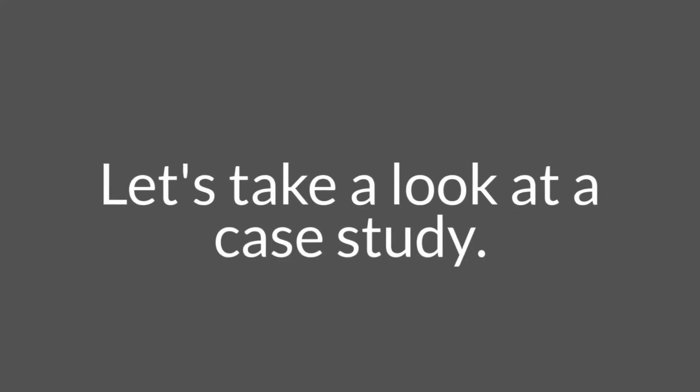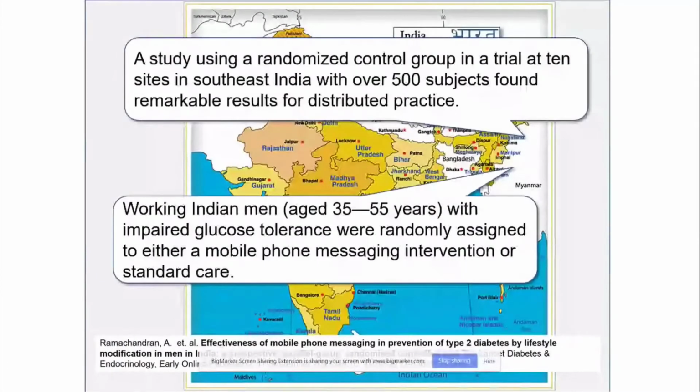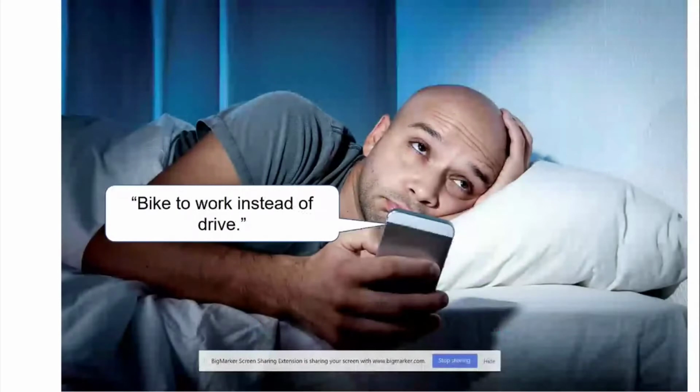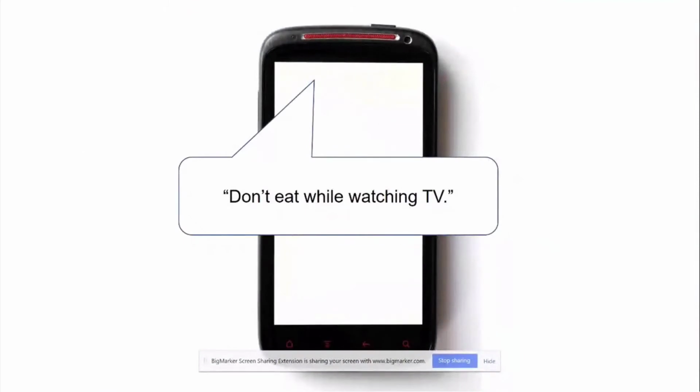There was a control group in India of men between 35 and 55, and they were glucose intolerant. So they were very susceptible to type 2 diabetes. They assigned 2 different groups randomly. One group got the traditional intervention about what you should eat, what you should do. So it was stand-up, classroom-led instruction. The second group, though, got a series of behaviorally oriented reminders sent to their cell phone twice a day. So you'd get a behavioral reminder like bike to work instead of drive, or don't eat while you're watching TV because you'll overeat.